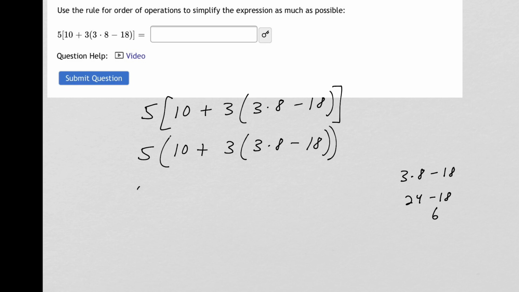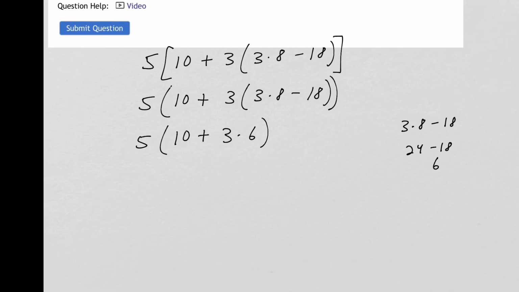So let me write everything down again, and I'll replace this with a 6. Okay, so now I still have a set of parentheses, so I have to do within the parentheses again. So I have 10 plus 3 times 6. I have addition, multiplication. What's done first? Multiplication. So this is the same as 10 plus 18. 3 times 6 is 18. And then 10 plus 18 is 28. So I can remove the parentheses. Remember, this is really multiplication here. This is going to be 28.